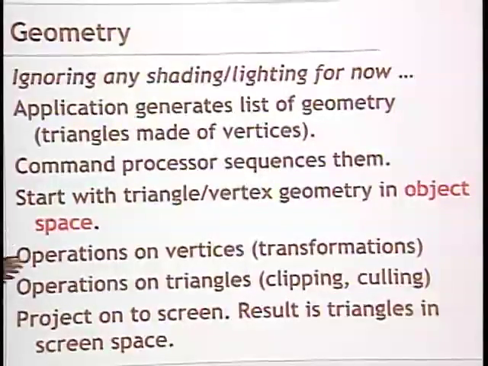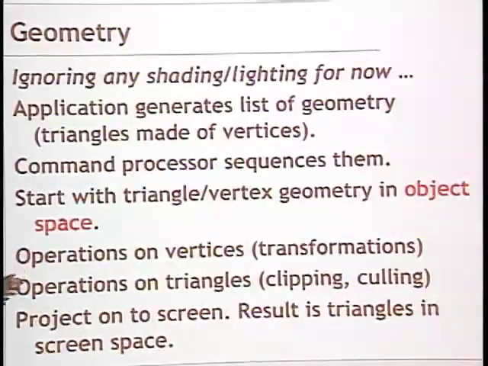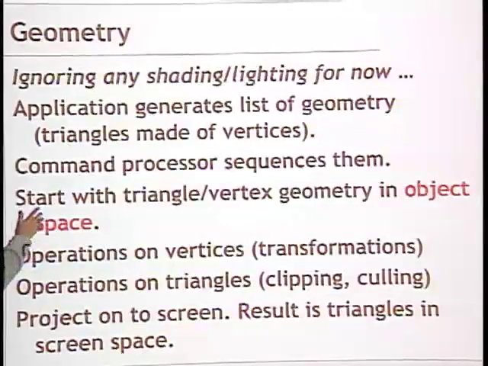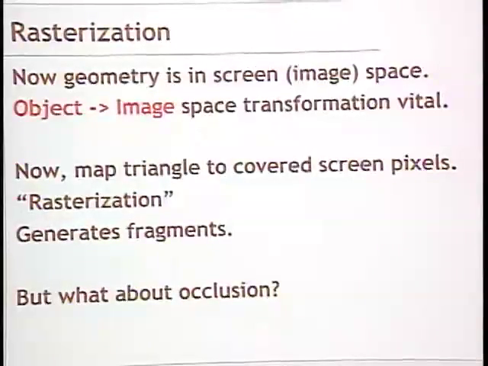Okay? So we're going to do some operations on every vertex. We're going to do some operations on every triangle. And then we're going to project those onto the screen. So we're going to take these 3D triangles, project them onto the screen, and now we've got triangles in screen space. Next step is this rasterization here. And so we start off with geometry that's in image space now. It's in a coordinate system that's associated with the screen. And that's a very important transition that we make.